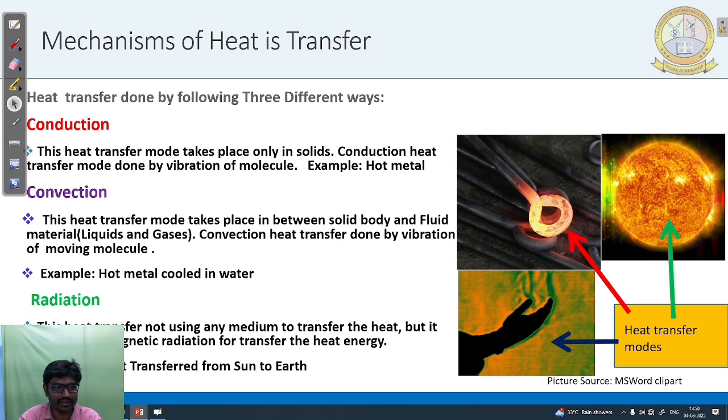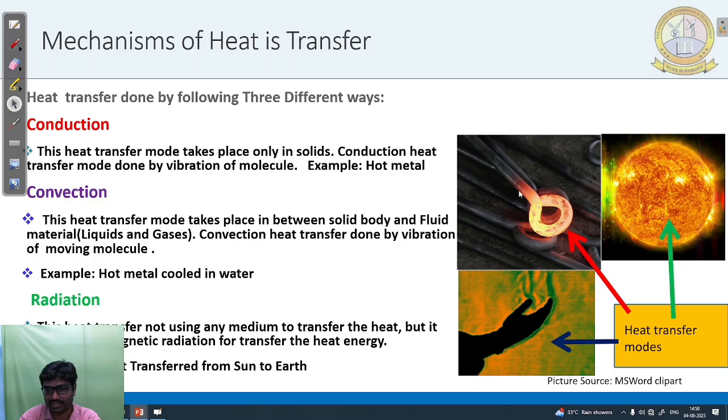You can see here, conduction is nothing but the heat transfer that takes place in one single medium. For example, only in solids, the heat will be conducted between the molecules of the solids, or the molecules of the liquids, or the molecules of the gases. In each case we call it conduction. So conduction happens only in a single medium.